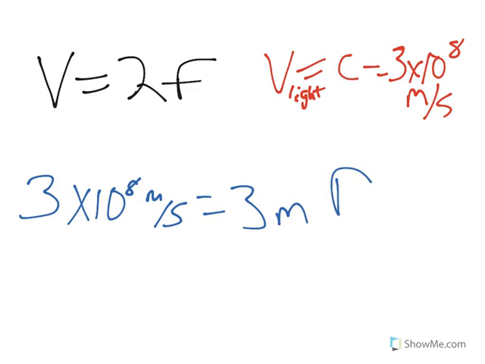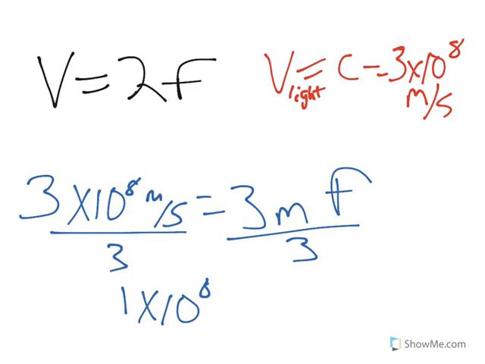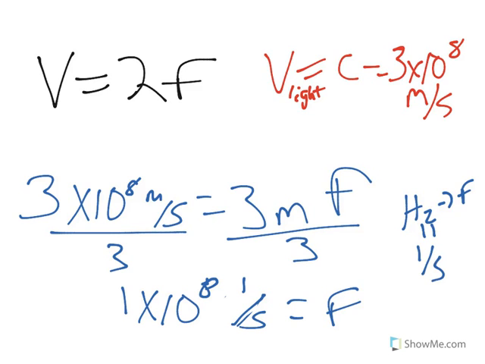Well, if you need to find the frequency, what you would do is divide both sides by 3, and you would get a frequency of 1 times 10 to the 8th meters per second. But that's an 8. All right? Or sorry, it wouldn't be meters per second, would it? It would be 1 over a second, and that would be equal to the frequency. Remember that the unit hertz is the unit for frequency, and hertz is equal to 1 divided by a second. So instead of 1 divided by a second, it would be 10 to the 8th hertz. All right? That's a radio wave, by the way.